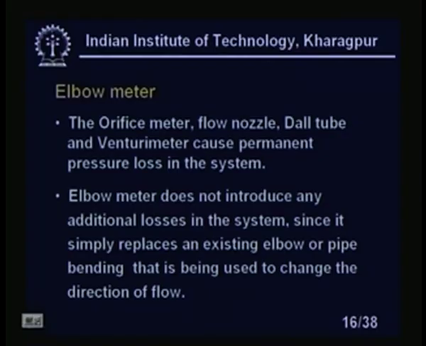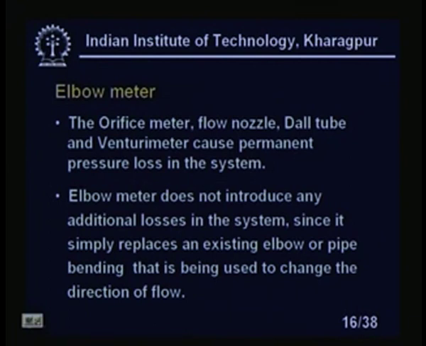The elbow meter does not introduce any additional losses in the system, since it simply replaces an existing elbow or pipe bending that is being used to change the direction of flow. In a process, you will always need some pipe bending somewhere, because not all pipe can be straight. So in that bending we will install the meter, so that no additional loss will be there.